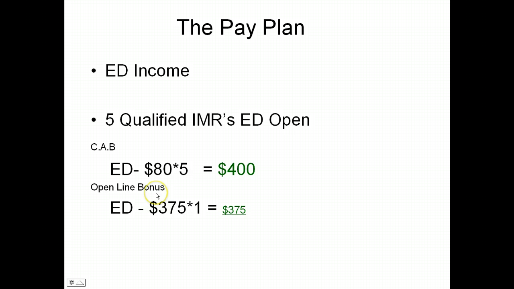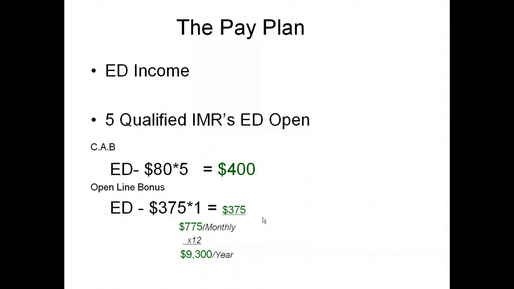Now your open line bonus, once they get qualified, is in your ED code, right? That's $375 that you're going to get times 1. So that's $375 that you're going to get right there. And look, that totals up to $775 for the month, and you times that by 12, that's $9,300.